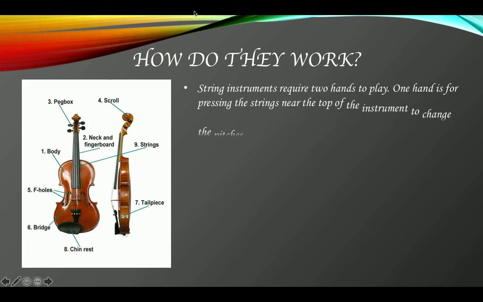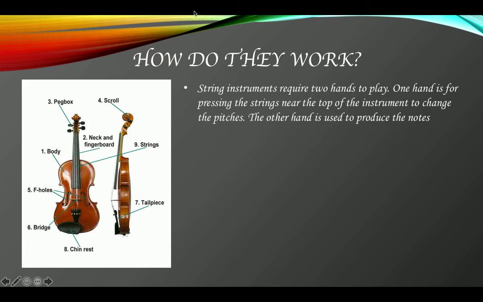String instruments require two hands to play. One hand is for pressing the strings near the top of the instrument. If you look at the diagram of this violin I have over here, you see the part that's called the neck. That's where you put the one hand. The bottom hand on a violin, for example, you primarily use a bow. That's where you bow the string that you're pressing down. That's how you get the sound.